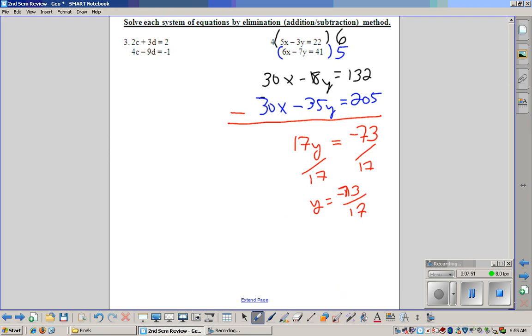To find the other part of the answer, you'd plug it back in for y in one of the original equations, and you get x equals 31 over 17. So I'm not going to do that because it's a really, really messy process. And quite honestly, I just don't see a problem like this being on the test, such an improper fraction like that. It's really, this one's a mess. So good practice, but I don't know how realistic it is for the final.